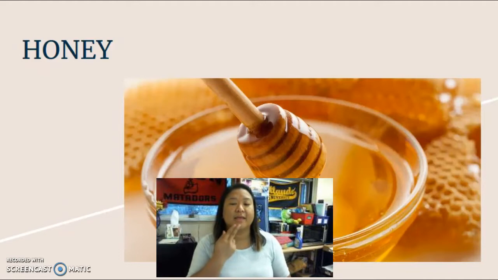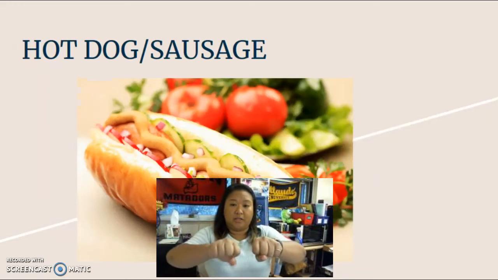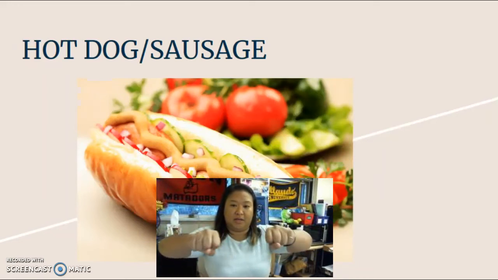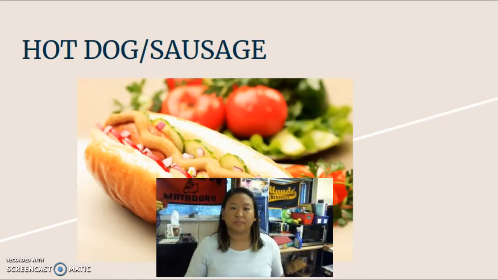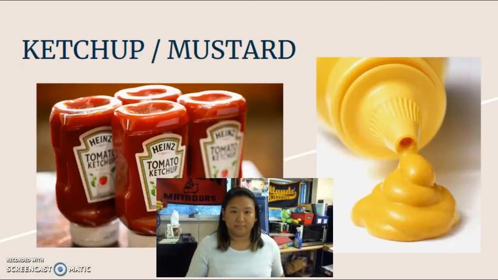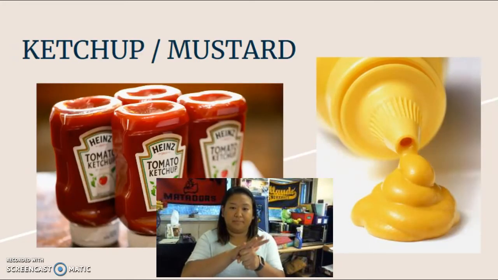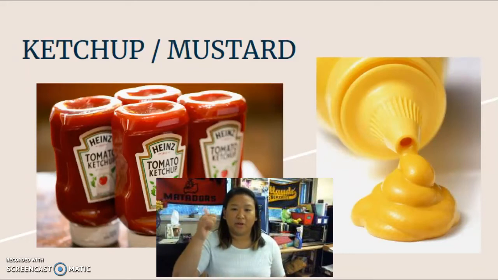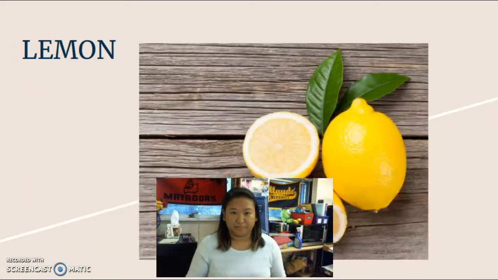Honey, circle on your chin, honey. Hot dog, sausage. Ice cream with an S, and then your non-manual marker is your tongue out slightly. Ice cream. Ketchup, and then mustard is yellow ketchup. Lemon, lemon.